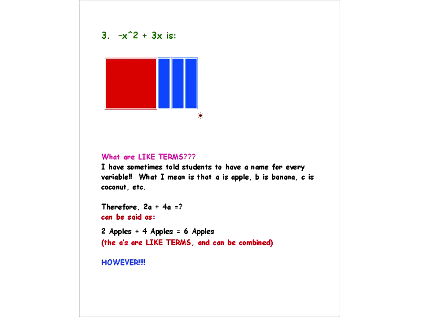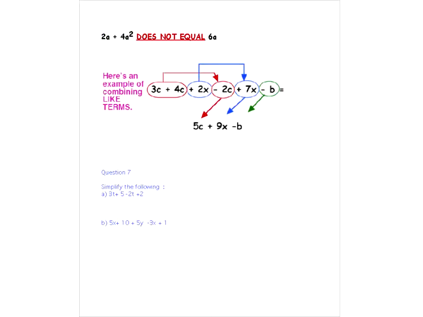Okay, so you remember before we talked about what are like terms, like 2a and 4a? Just think of them as apples. If you think of that as 2 apples plus 4 apples, you say it's 6 apples, right? And then you just have to remember that you can't add apples and oranges together. In the same way, you can't add 2a plus 4a squared, because an a squared is different than an a. So this here is showing what combining like terms means.